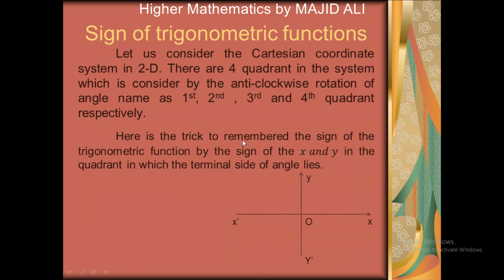Here is a trick to remember the sign of the trigonometric functions by the sign of x and y in the quadrant in which the terminal side of the angle lies. As you can see, in the first quadrant, x is positive and y is also positive. In the second quadrant, x is negative and y is positive. And in the third quadrant, x is negative and y is also negative. And in the fourth quadrant, x is positive, y is negative.